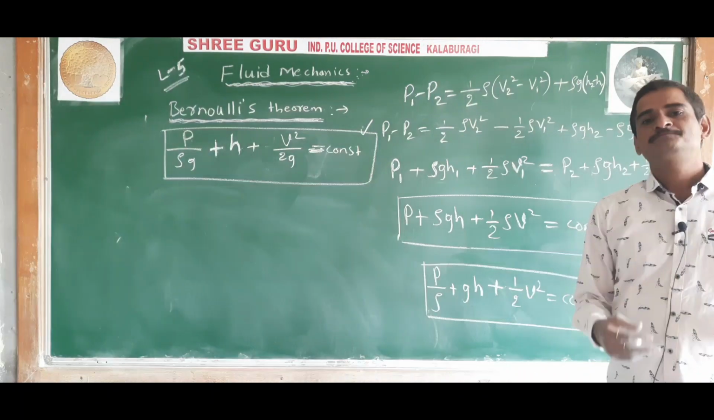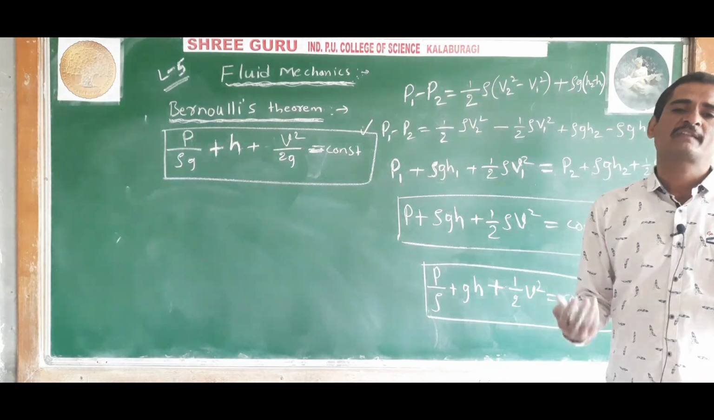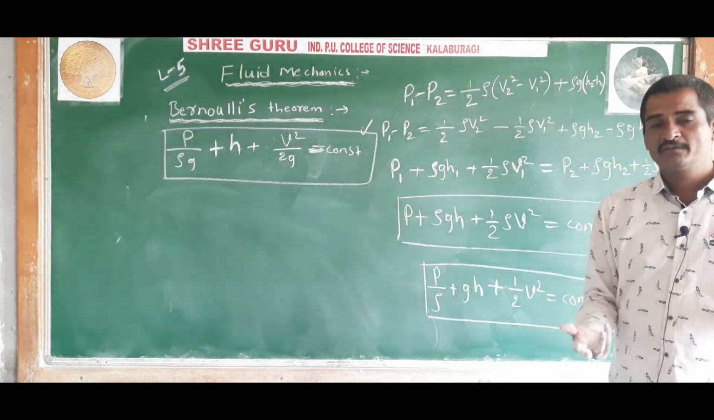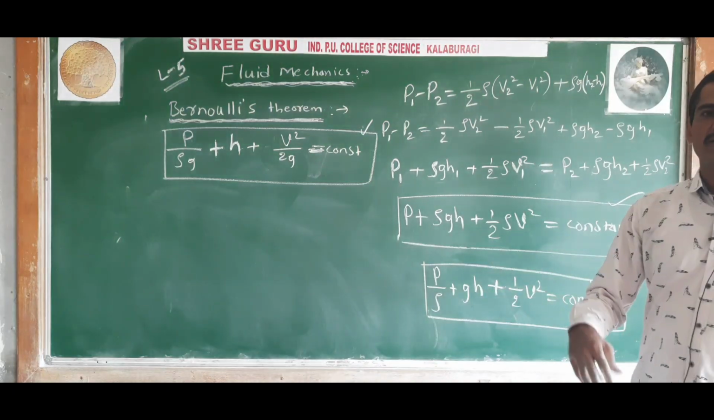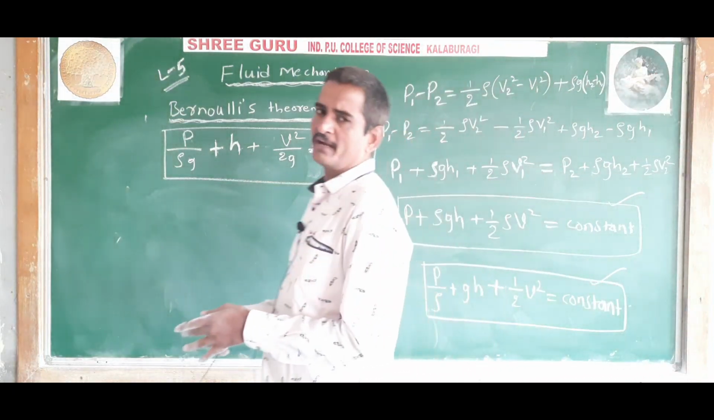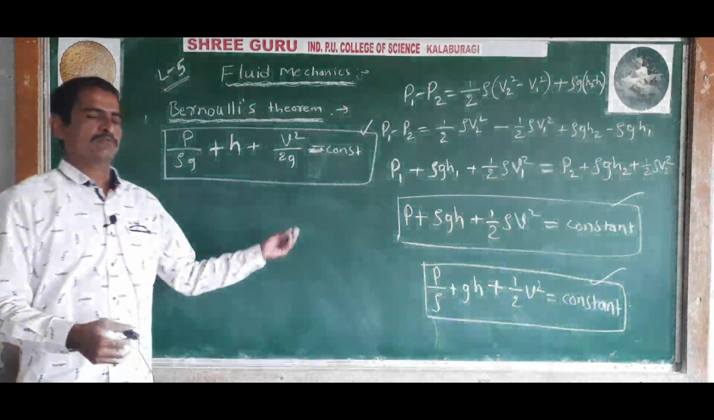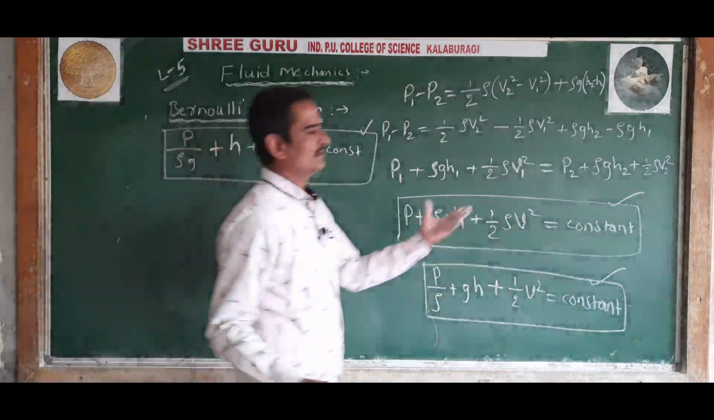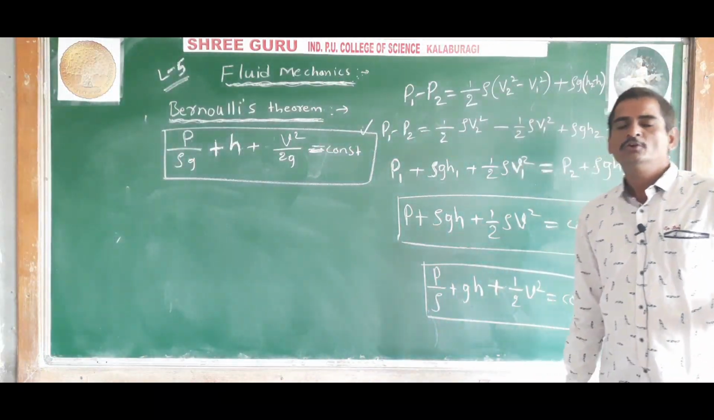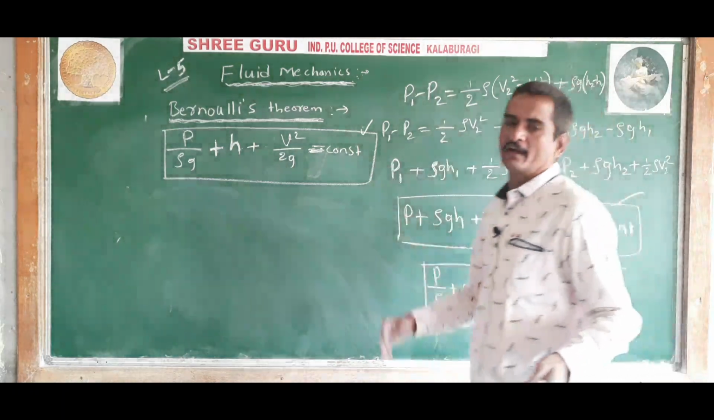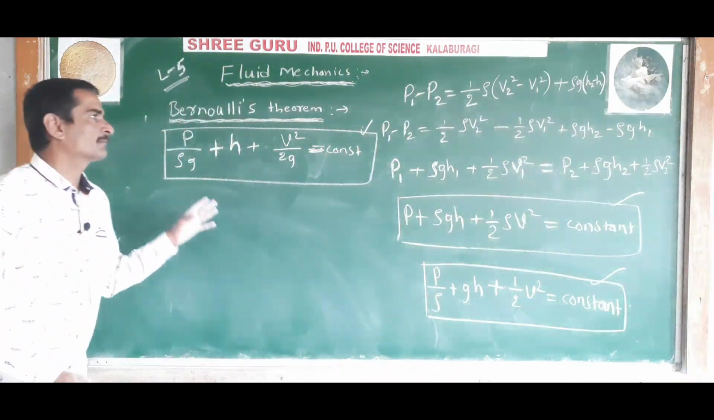Derive up to here, no problem. And the same question, state and explain Bernoulli's theorem, for 2 marks or 3 marks, then it is not required to derive all the things. Just write the statement and then write the mathematical form with a little bit of explanation, then you will get 2 or 3 marks. Understood? So, as per the marks, make the answer. So, this is called Bernoulli's theorem.